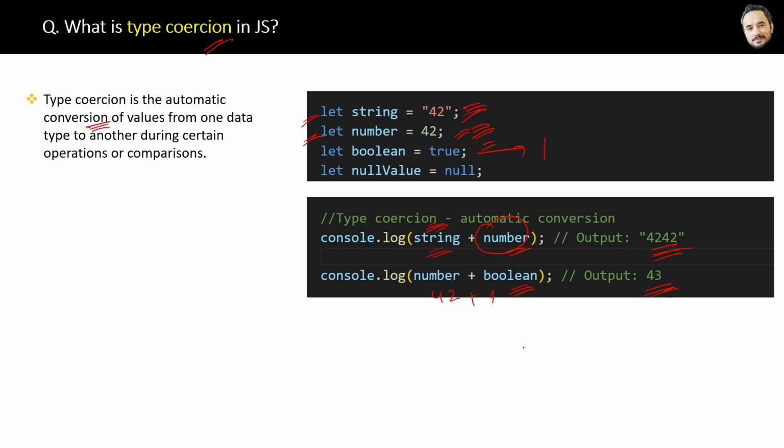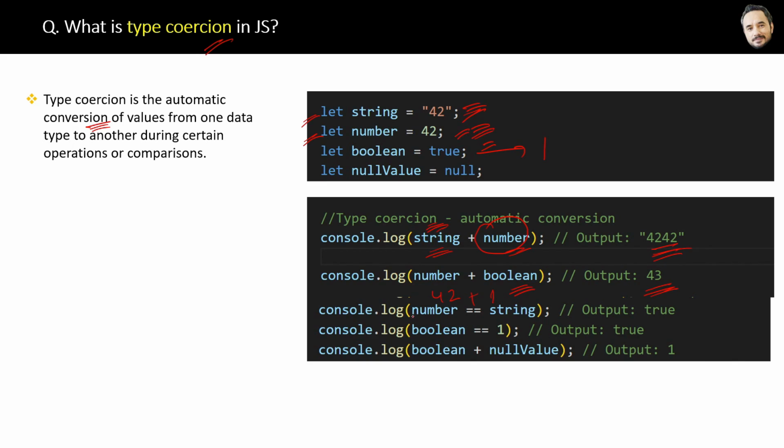Similarly, we can use type coercion with the comparison operators like this. The output will be true because type coercion is converting a number 42 to a string.